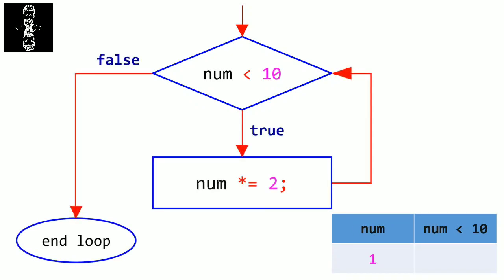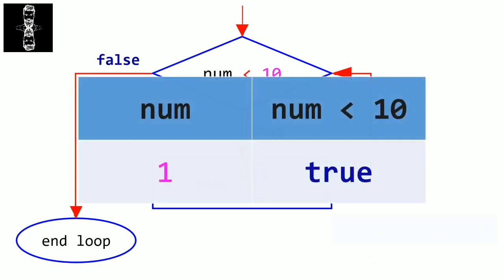Let's start the execution. We evaluate the condition. We have num is actually 1. Is it smaller than 10? Yes. So we execute the instruction. We multiply num by 2 and it becomes 2. Now we evaluate the condition again. Is 2 smaller than 10? Yes. We multiply. Num becomes 4.